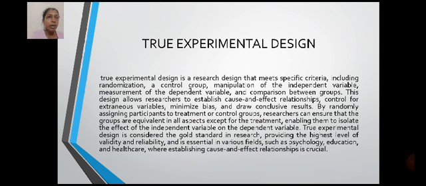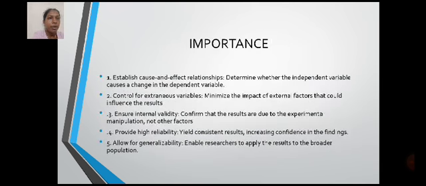And the next type of experimental design is true experimental design. A true experimental design is a research design that meets specific criteria, including randomization, a control group, manipulation of the independent variable, measurement of a dependent variable, and comparison between groups. This design allows researchers to establish cause and effect relationships and control for variables, minimize bias, and draw conclusions. By randomly assigning participants to treatment or control groups, researchers can ensure the effect of the independent variable on the dependent variable.